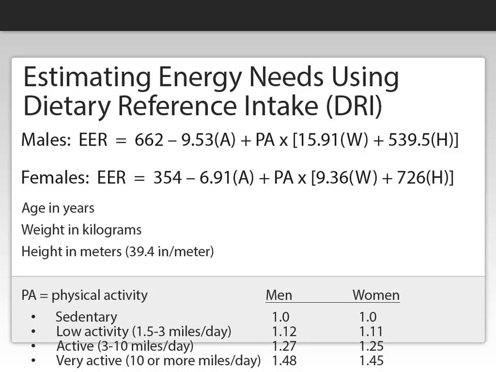The active is 3 to 10 miles a day of walking or running, and very active is 10 or more miles a day. So those are your extreme athletes.